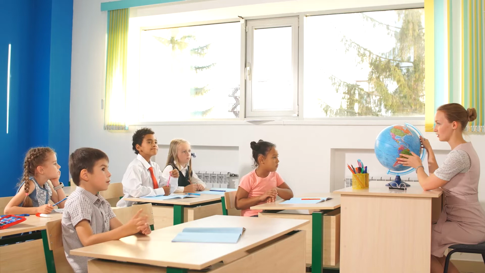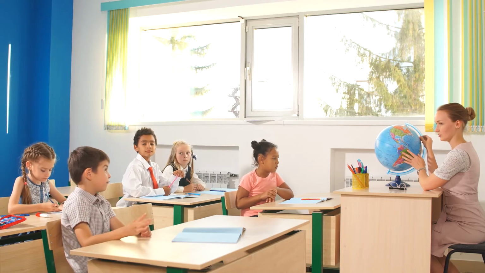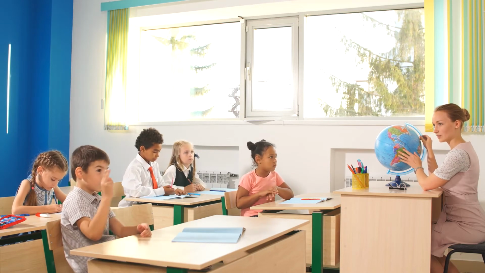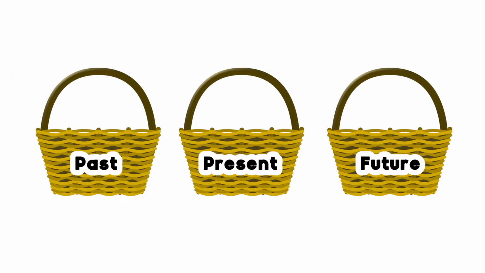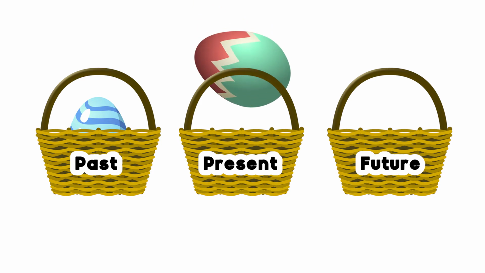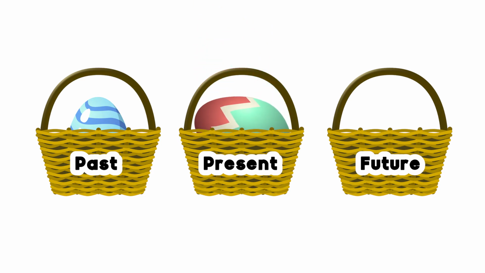Now each student will have to read the word they have got and place it into the correct Easter basket. If their word is in the form of past tense, it goes in the basket named past. If their word is in the form of present tense, it goes in the basket named present. If their word is in the form of future tense, it goes in the basket named future.